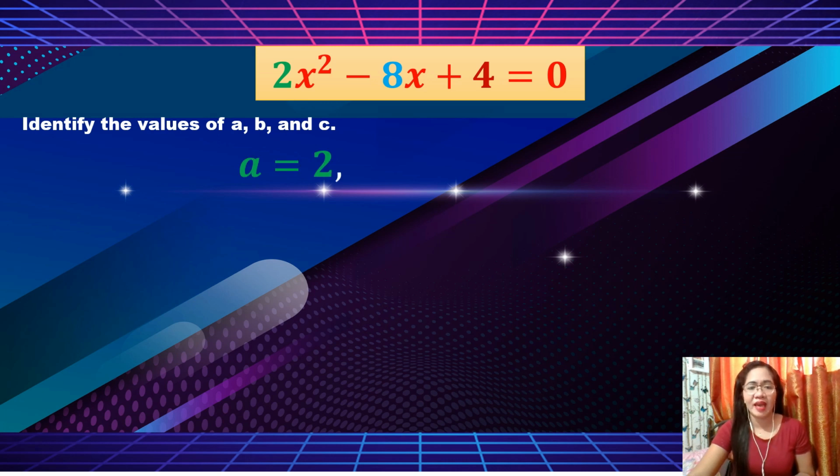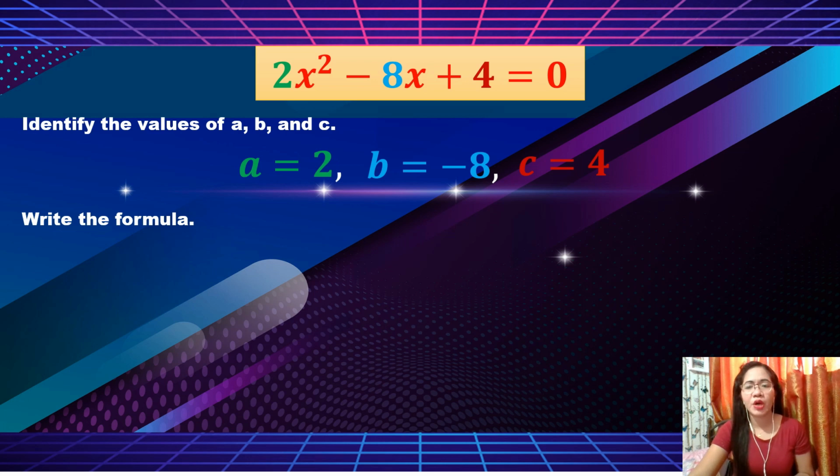The value of a is the numerical coefficient of the quadratic term, and a is equal to 2. Then the value of b is the numerical coefficient of the linear term, and that is negative 8. And the value of c is the constant term. If you say constant term, these are numbers or terms without a variable, and that is 4.